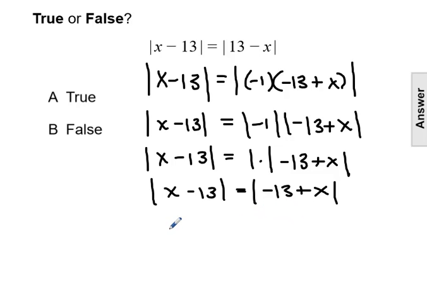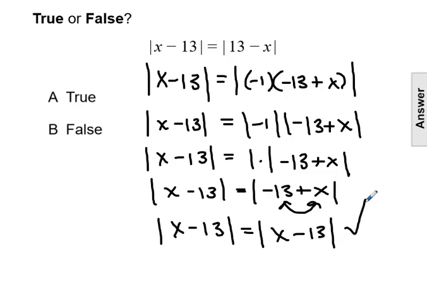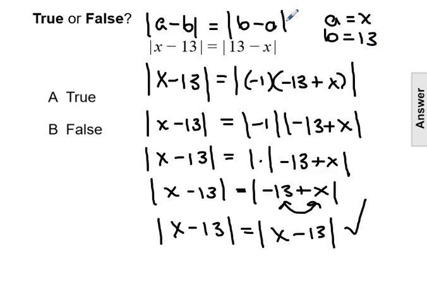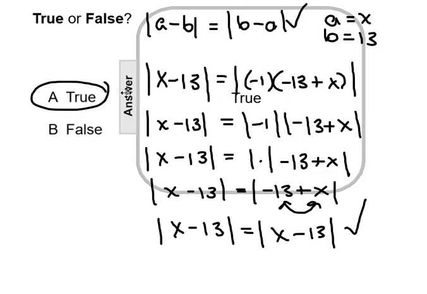And then we can use the commutative property to show that negative 13 plus x can be rearranged to be x plus negative 13, or x minus 13, which shows the two sides being equal. This also confirms the property that the absolute value of a minus b is equal to the absolute value of b minus a, where a is x and b is 13. Either way, both proofs make the statement true.